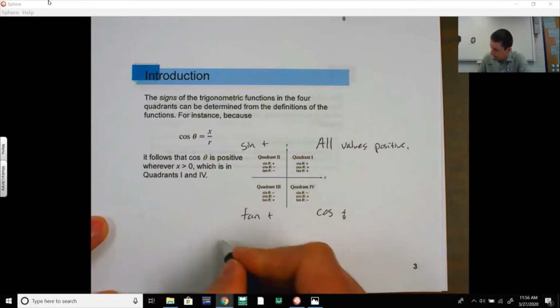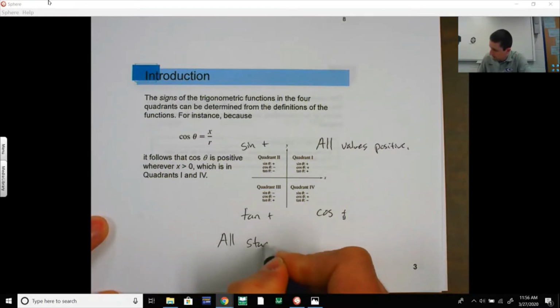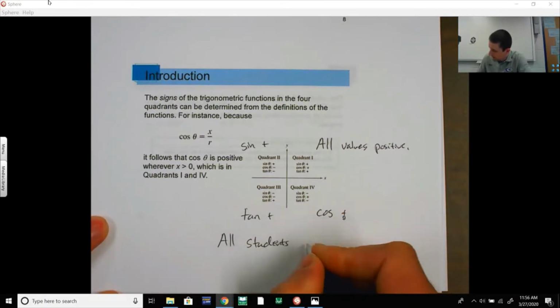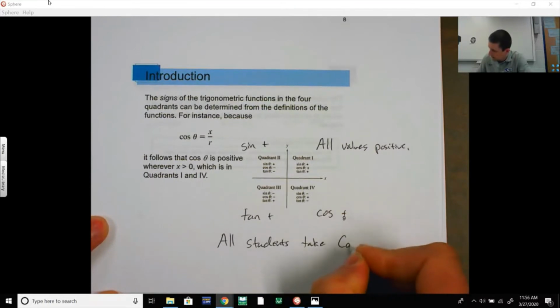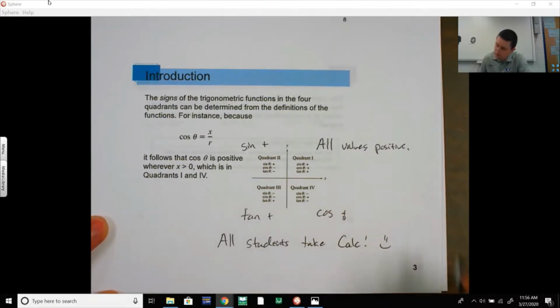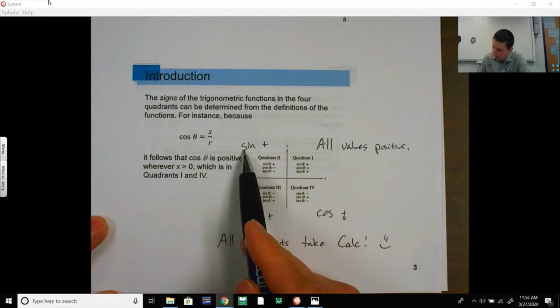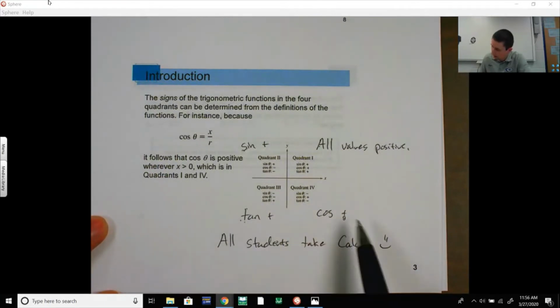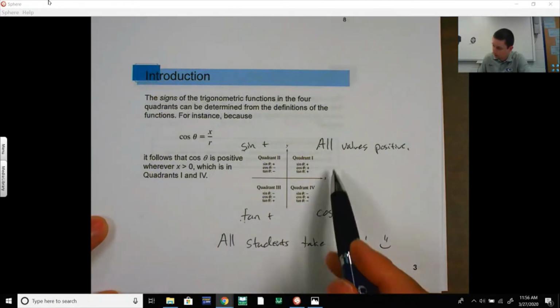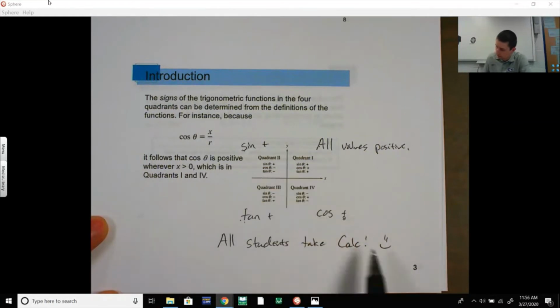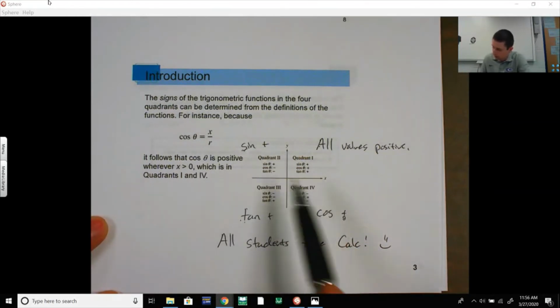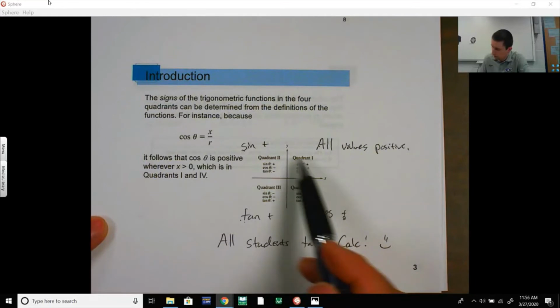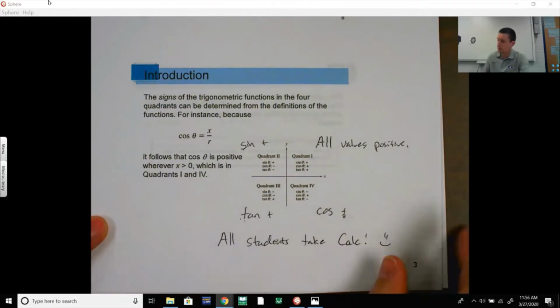So there's a saying that says all students take calc. All students, S, take tangent, calc, cosine. So all students take calc, kind of your phrase to remember the order there. So all of them in the first quadrant, sine in the second quadrant, tangent in the third quadrant, cosine in the fourth quadrant.